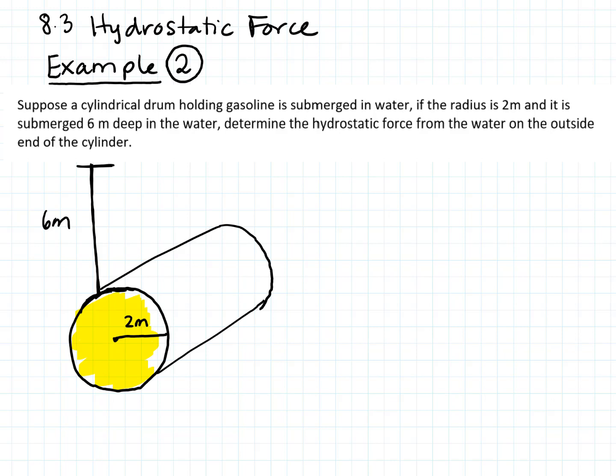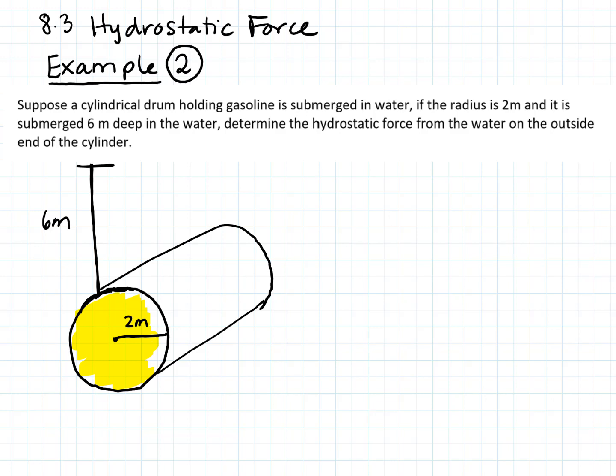So we can think of the face of that drum like a plate, a circular plate that's submerged 6 meters deep in the water. And we need to come up with the integral to compute the hydrostatic force. Because if we think of slicing that little plate up into little slivers, each sliver has a slightly different area and a slightly different depth under the water. So let's start by first setting up a coordinate system that corresponds with this scenario.